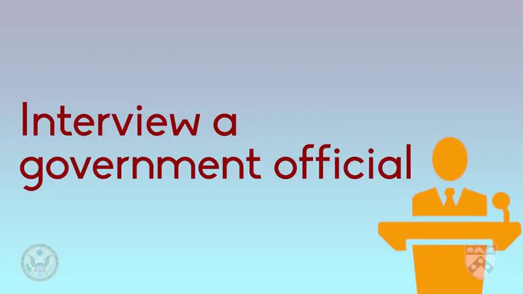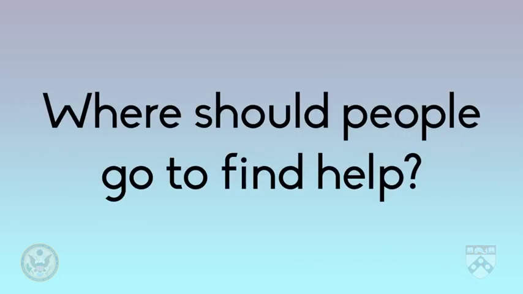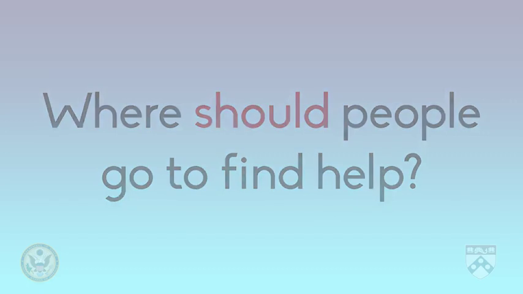Let's get back to our news story about the tornado. Another source a journalist could interview is a government official. A journalist might ask, where should people go to find help? Here, where is our question word, should is our helping verb, people is our subject, and go is our main verb. Modal verb should tells us about the purpose of the question. This question asks for advice on what people should do next.